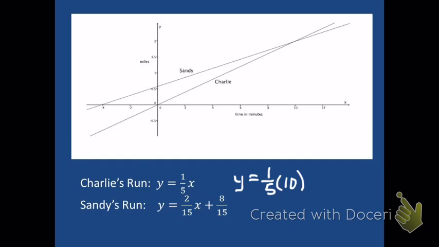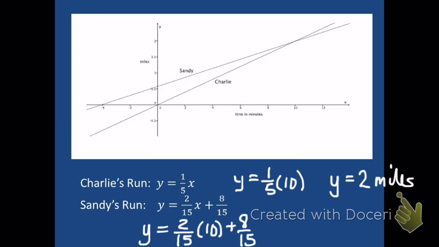Okay, so if I put in 10 for x in Charlie's equation, I get 1/5 times 10. And we can see that in 10 minutes, Charlie would have gone 2 miles. So his distance is y equals 2, or 2 miles there. Now let's put in 10 for the time in Sandy's run. So this is 10 minutes after Charlie starts, right? So she's actually been running for 14 minutes, but x equals 10 is our time on this graph.